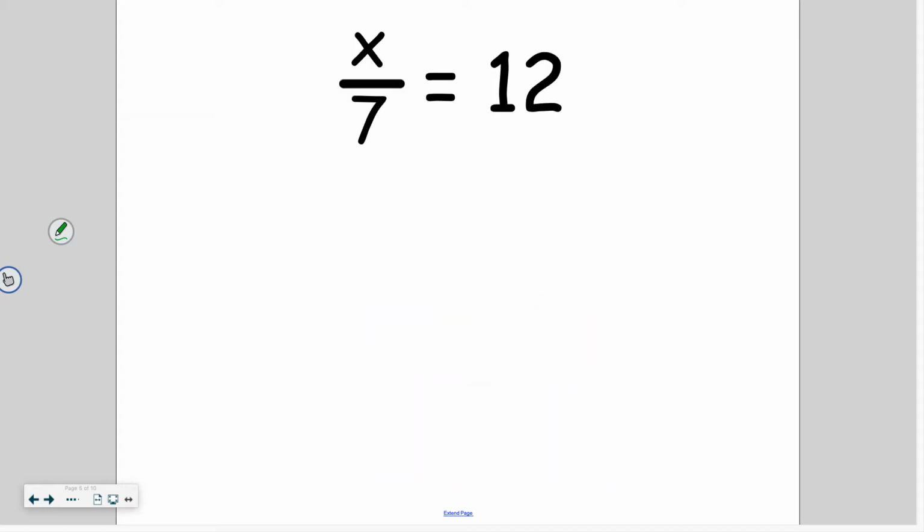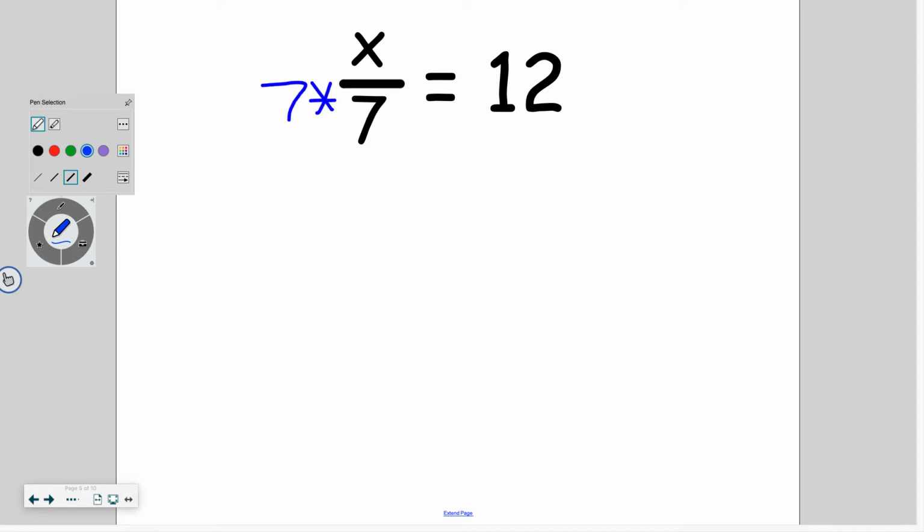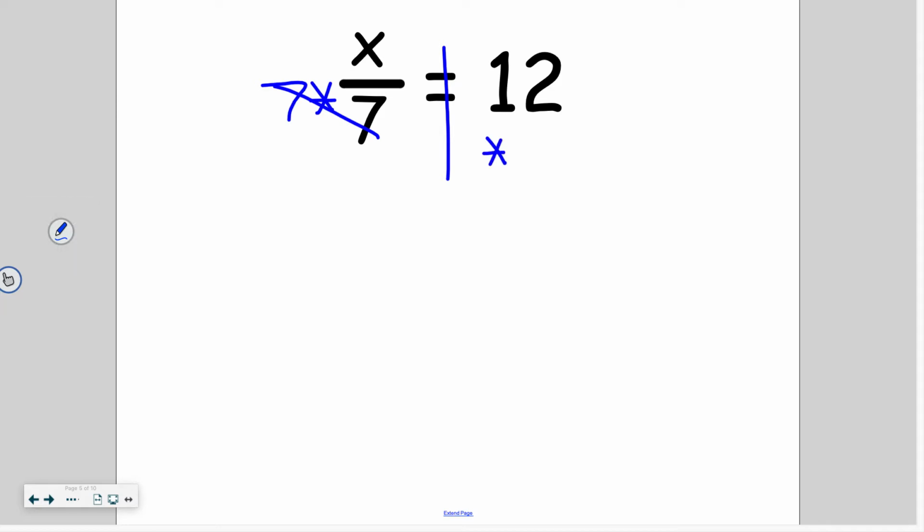Next one we're looking at, we've got x divided by 7. You might also see this written out as x over 7. Both of these mean the exact same thing. In order to get rid of the 7, which is stopping x from being by itself, we're going to go ahead and multiply this time to get rid of that 7. If I multiply one side by 7, I'm going to have to multiply the other by 7, so I end up with an answer of 84.